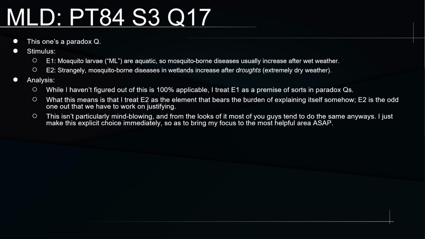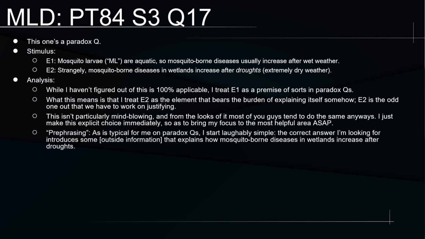So it brings my focus to what I consider to be the most helpful area as soon as possible, which is again, I just focus myself on trying to justify element two. I'm not really challenging element one in any way. And so as for coming up with the prephrase, as is fairly typical for me on paradox questions, I start really, really, even comically simple. The correct answer I'm looking for introduces some outside information that explains how mosquito-borne diseases in wetlands increase after droughts, which again is just kind of a repackaging of the fact that element two does not match element one. I mean, it really is almost nothing, right?